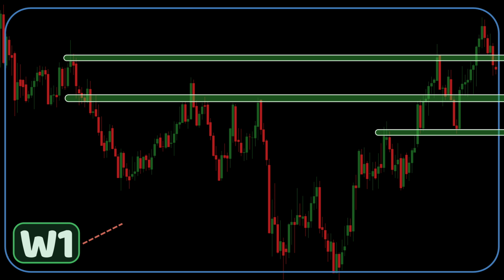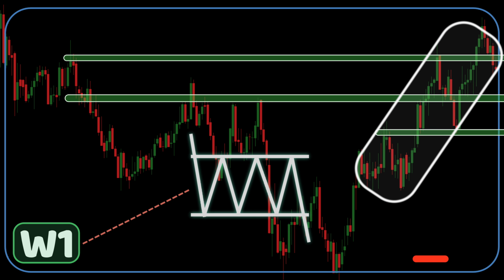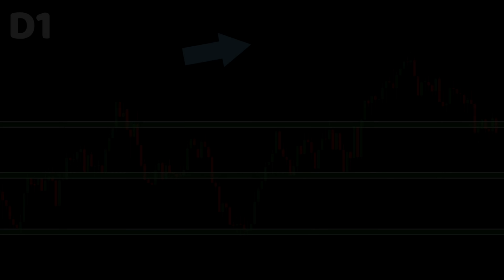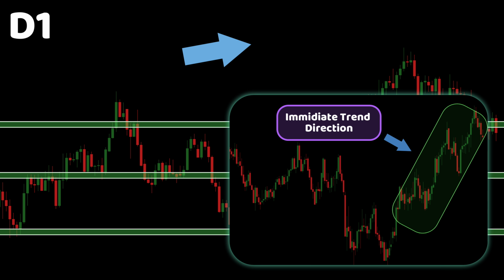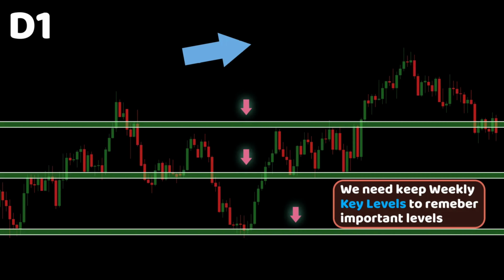Now that we know the trend direction of our weekly time frame together with the immediate trend direction and have drawn our weekly key levels, now let's go down to a daily time frame. So the daily time frame view is exactly the immediate trend direction view of weekly time frame, which is an uptrend. And we can also see the weekly time frame key levels on the daily, which we need to keep on the chart because they will help us remember the important levels.